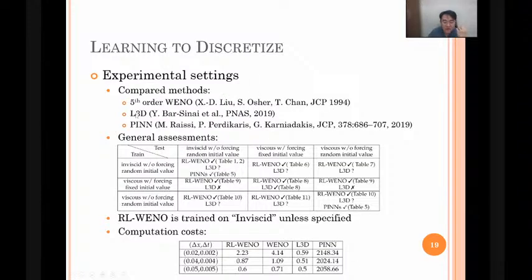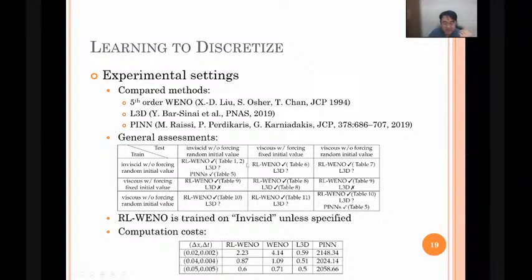with a supervised learning-based approach. This is work on PNS in 2019, and also the physics-informed neural networks by George and his colleagues. The general assessment is that RL, like I said in the previous work, has excellent out-of-distribution transferability. You can train on one setting and easily test on other settings.